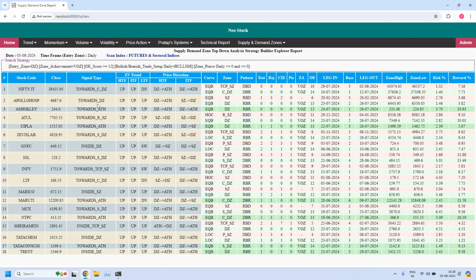And many of these stocks' prices are moving towards the demand zone. Some stocks' prices are already inside the demand zone. That means probably we might have got some trade opportunities today in these stocks if they are valid. Anyway, let us check if any of these stocks are having confluence with ITF time frame.